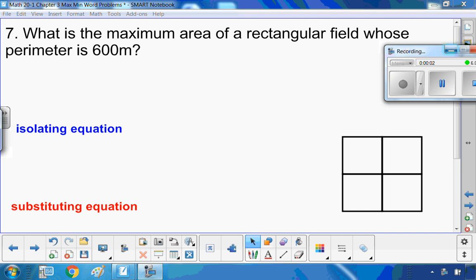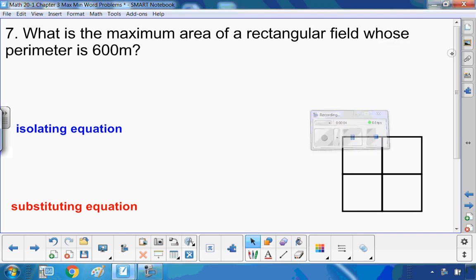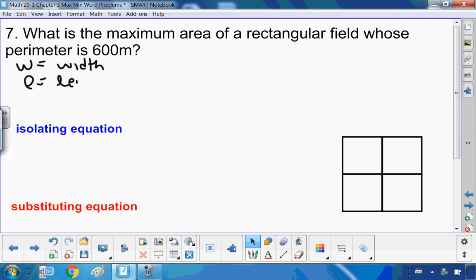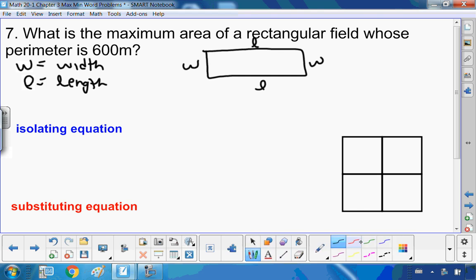In this question, we want to find the maximum area of a rectangular field whose perimeter is 600. So two things that I have as my variables: I'll use W is equal to the width, and L is equal to the length. So when I have a rectangle, I have width, width, length, and length. So first thing that I know is my isolating equation is the one with the answer.